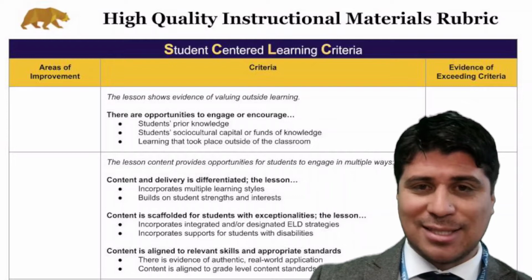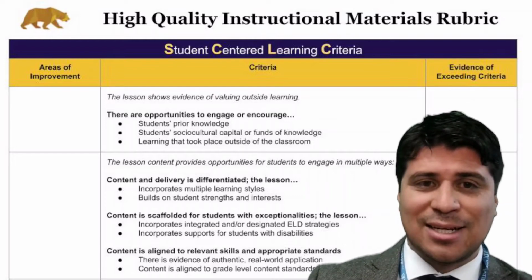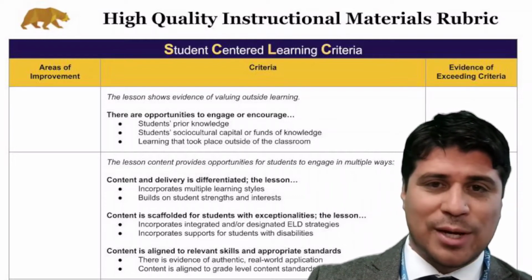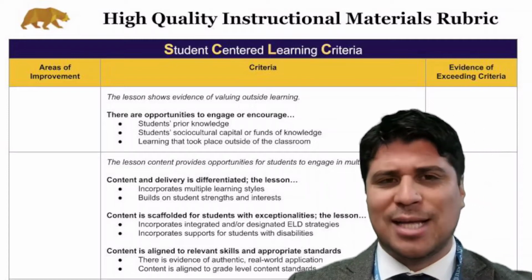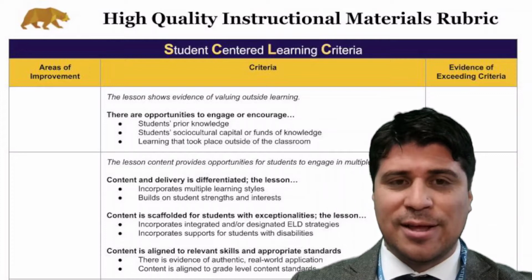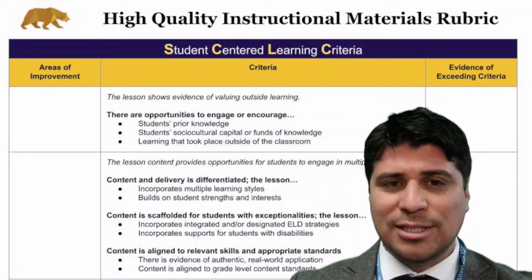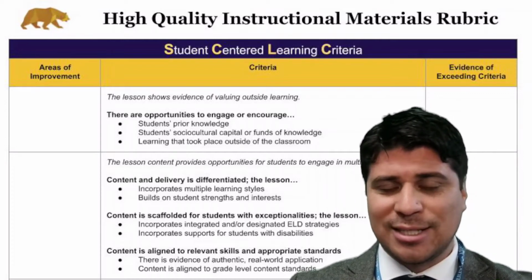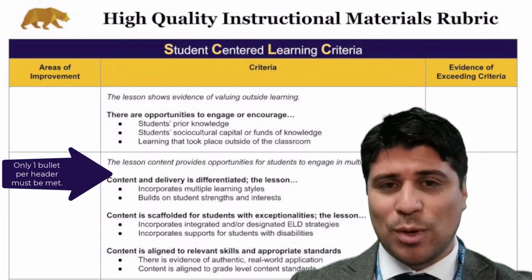Now let's look at the second section. It says the lesson content provides opportunities for students to engage in multiple ways. And what does that look like? If you look at the first heading, it says content and delivery is differentiated. The lesson incorporates multiple learning styles and builds on students' strengths and interests. It has to meet at least one of those bullets.